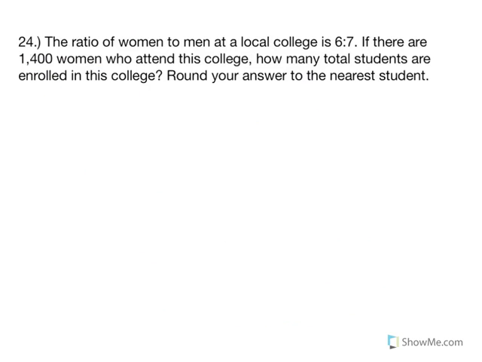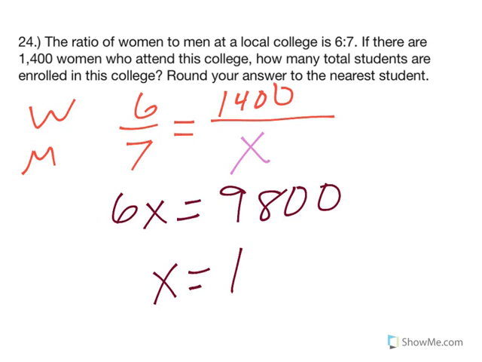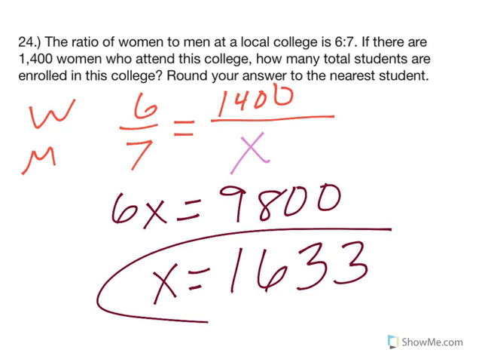Divide by 22, and if I round to the nearest hundredth, I should have 6.55 pounds of chemicals in 24 gallons of water. In 24, the ratio of women to men at a local college, so women to men, is 6 to 7. If there are 1,400 women, how many men should there be? Now, I know by looking, there should be more than that because the ratio is 6 to 7. So I know my answer is going to be bigger than 1,400. Now, when I cross multiply, 6x equals 9,800. Divide both sides by 6, and rounded to the nearest student, I will have 1,633 men. And that makes sense, right? That is bigger than 1,400.